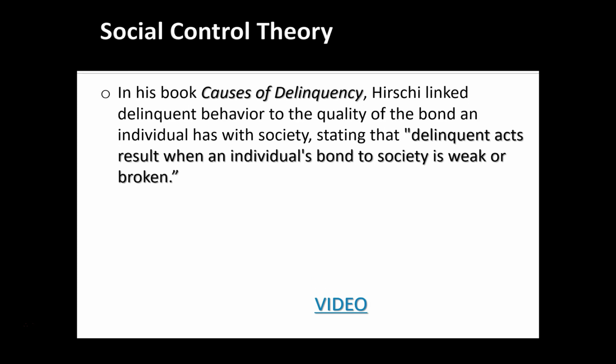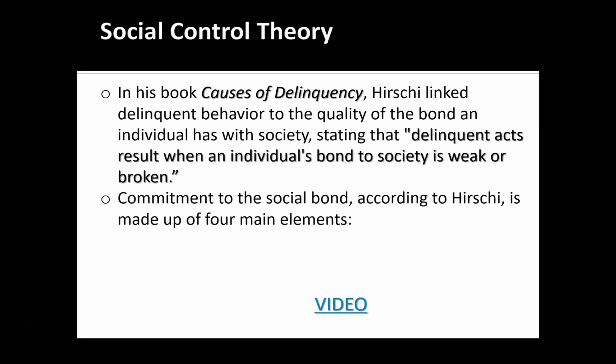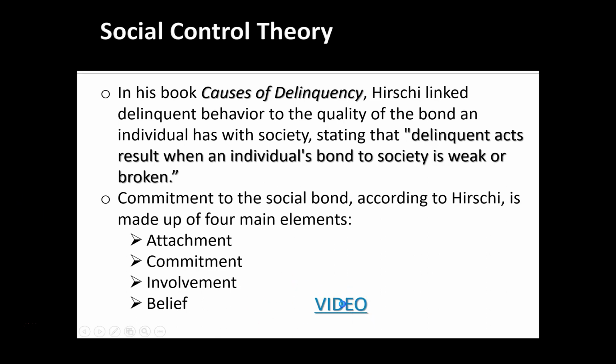Social control theory. This is interesting. So Hirschi, you might want to remember this. This is important. In his book, The Causes of Delinquency, he linked delinquent behavior to the quality of the bond an individual has with society. And he states, and I put this in bold, that delinquent acts result when an individual's bond to society is weak or broken. So we as a society have that power. You as a criminal justice professional or a future one, you have the power, according to Hirschi, to step in and have a positive effect. The commitment to social bond, according to Hirschi, is made up of four main elements. Here they are: attachment, commitment, involvement, and belief.